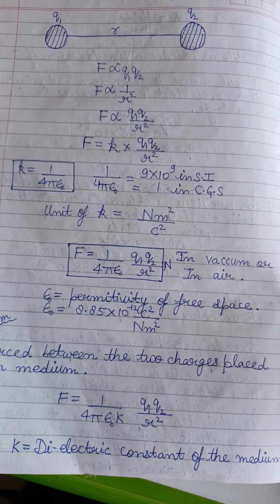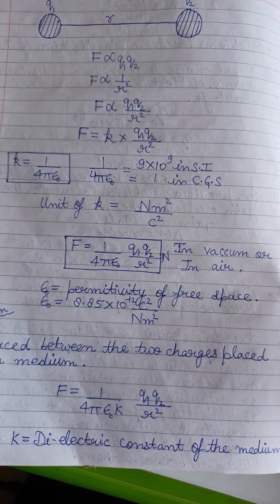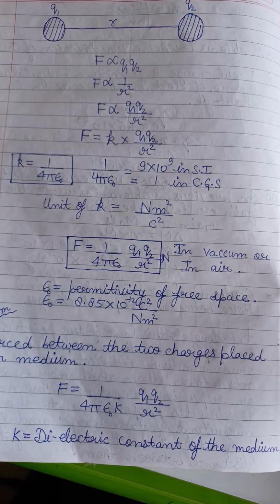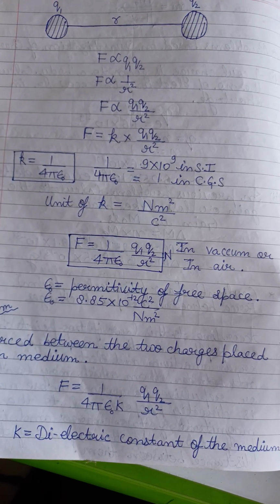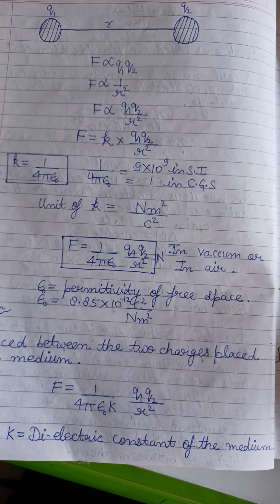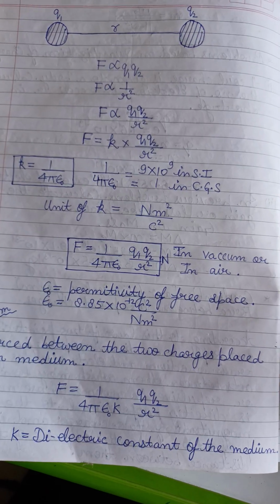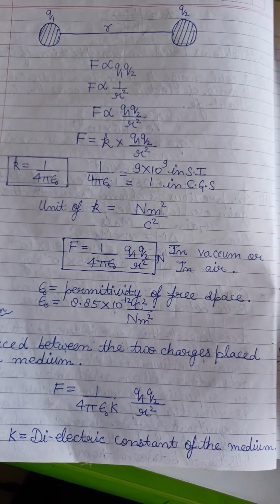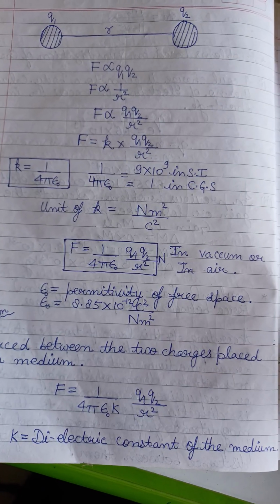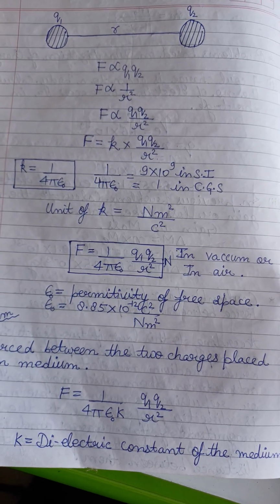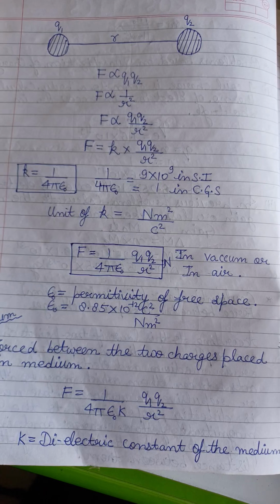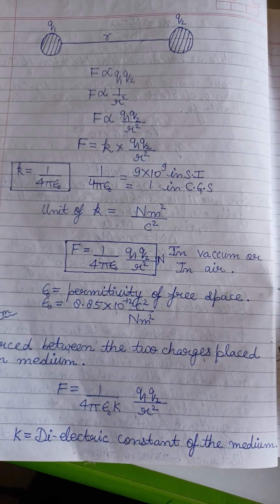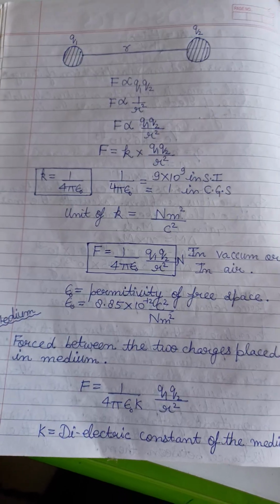The unit of K is Newton meter square upon Coulomb square, and the formula of force is equal to 1 upon 4 pi epsilon naught q1 q2 by r square, and the unit of force is Newton. In vacuum or in air, this formula is applicable. Epsilon naught is the permittivity of free space. The value of epsilon naught is equal to 8.85 into 10 to the power minus 12 Coulomb square upon Newton meter square.